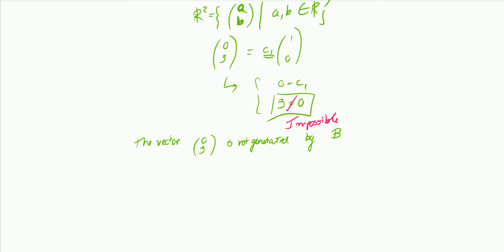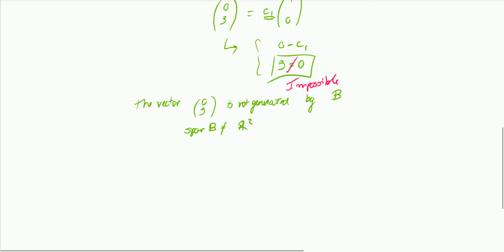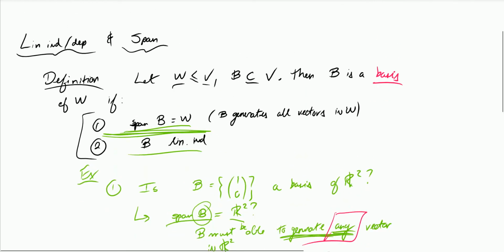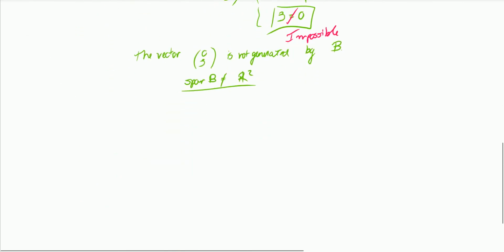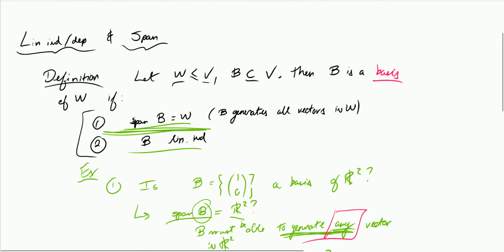Okay, so that means that span of B does not equal R2. Okay, so automatically, if our first condition here fails, then what we can say is that B is not a basis. B is not a basis of R2. So automatically we can conclude that. Okay, so that's the first example I wanted to give you.